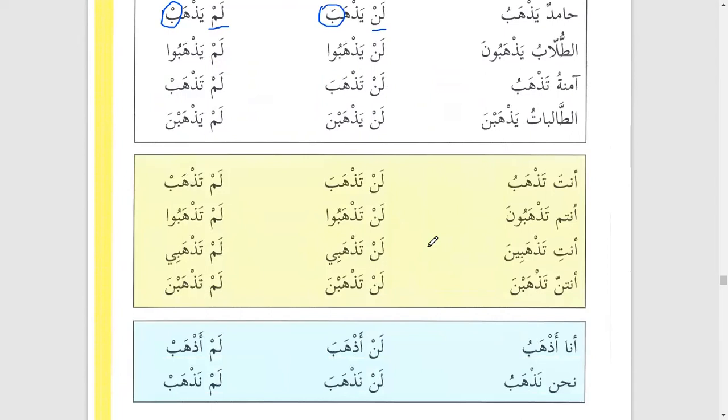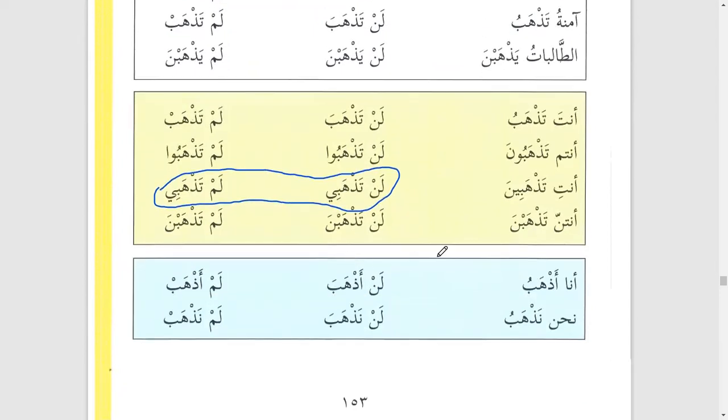The feminine also remains the same in both. That's right. For the feminine singular, it is the same. As you can see here, both of them are the same. Tadhabi, tadhabina. Whether we have lan or lam, it is tadhabi. And we know that the feminine plural is mabni, it doesn't change. So lan tadhabna, lam yadhabna, and lan tadhabna, that doesn't change.